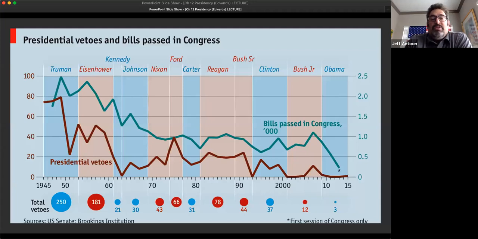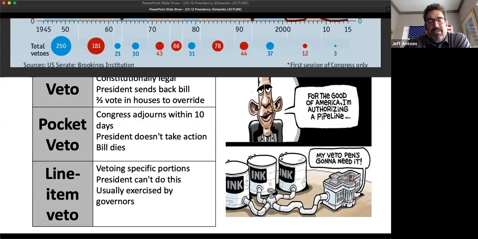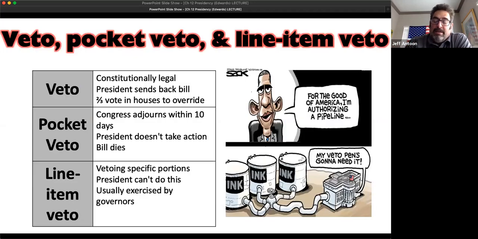So over time, you can see Congress and vetoes from the president. So this is kind of a check and a balance. Over time, since the 50s, we see that the trend has been to pass less and less bills. So therefore, presidents aren't vetoing as much at all because nothing's really passing because we're so partisan. So here are the three veto ideas that they have.